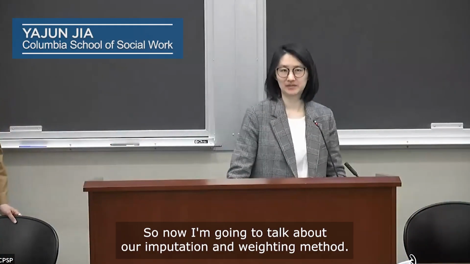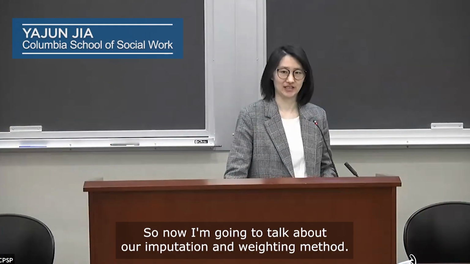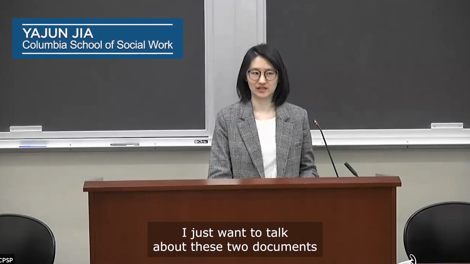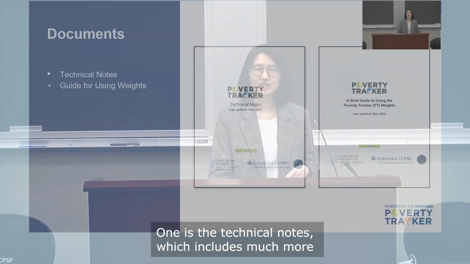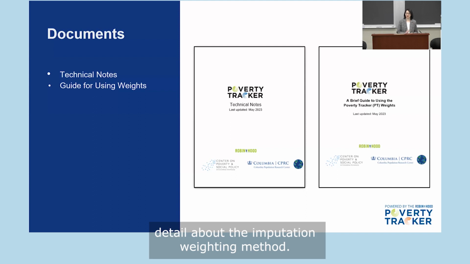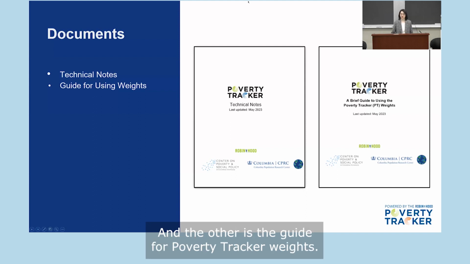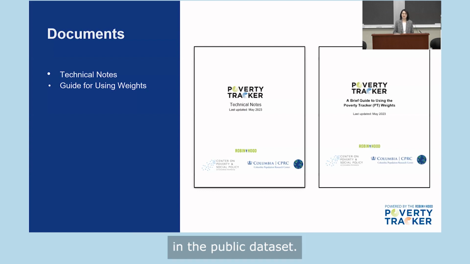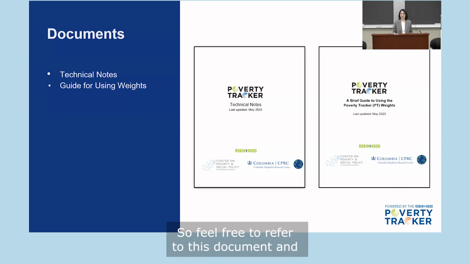So now I'm going to talk more about our imputation and weighting method. Before I dive in, I want to talk about two documents we've been working on. One is the technical notes, which includes much more detail about the imputation and weighting method. The other is the guide for using Poverty Tracker weights, a shorter version guiding you on how to use our available weights in the public data set. Feel free to refer to these documents, and also feel free to reach out to us if you have any questions.